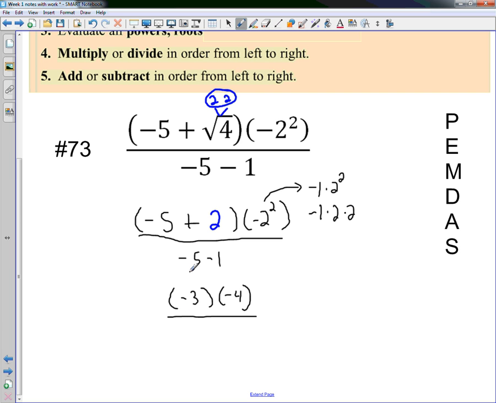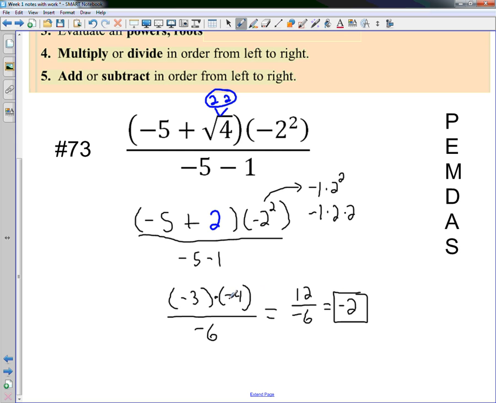On the bottom, again, remember the denominator is its own little problem, so negative 5 minus 1 is negative 6. And we keep going. We still have an operation in the numerator. It's multiplication. Negative 3 times negative 4 is 12, divided by negative 6. And that gives me a negative 2. So a couple little tricks in that one. Remember the square root, and also that negative in front of the 2 squared. That is a common mistake that is made as people work through these, so be careful.